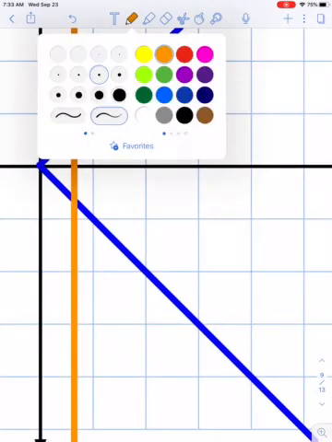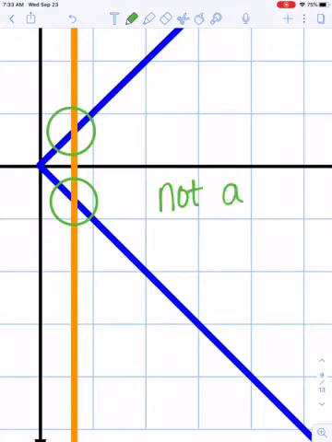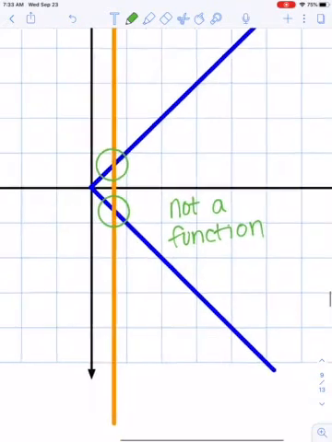The second I even cross a little bit, I can see that this graph overlaps on top of each other. This vertical line is touching in more than one spot right away. Okay? So that means this is not a function.